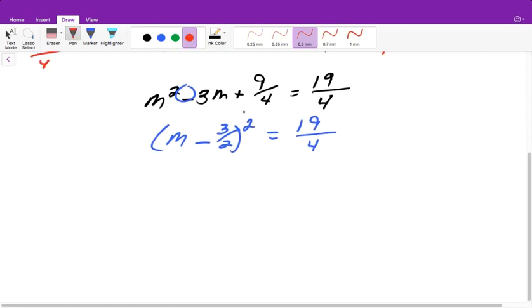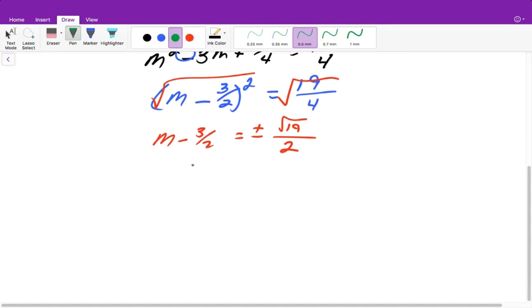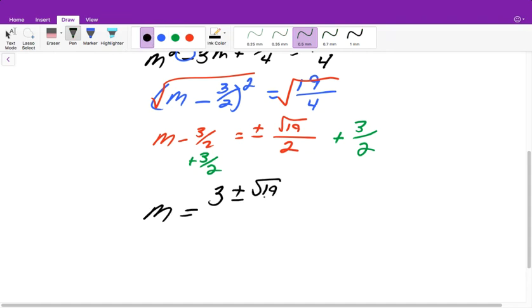Then we take the square root of each side. So we get m minus 3 halves is equal to plus or minus the square root of 19 over top of 2, because we can take that square root. Now we're going to go ahead and add 3 halves to both sides. And since they're the same denominator, we can just combine them. So m is equal to 3 plus or minus the square root of 19 over 2. Final answer. That is it for this video.